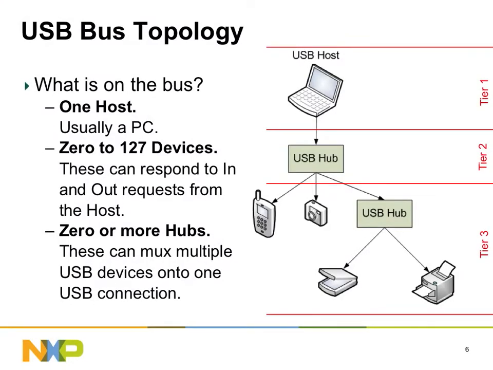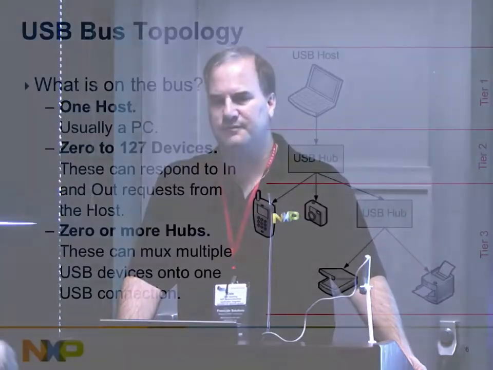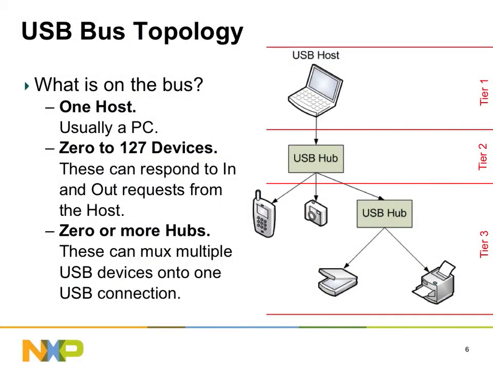USB networks use a tiered star topology made up of a single host and up to 128 devices. The host can talk directly to the device or to a hub, which can connect to other devices or other hubs. And you can have up to 7 tiers in the network.